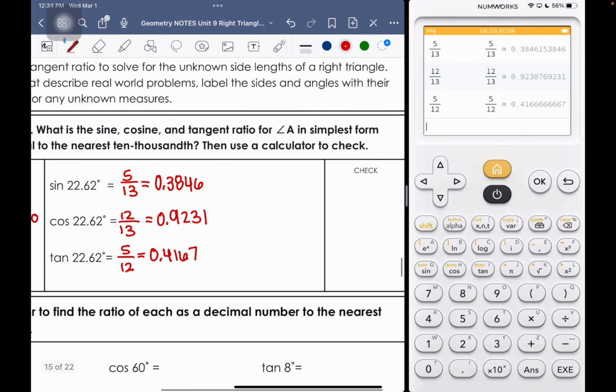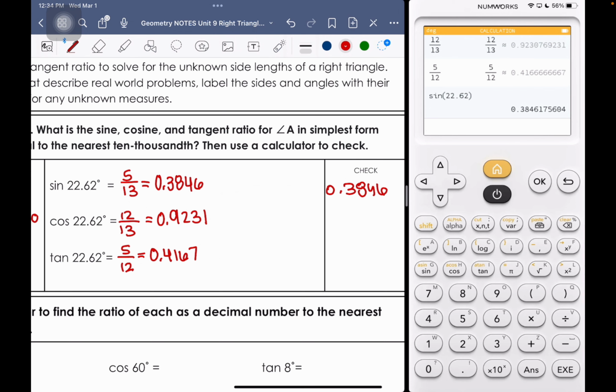Here's where you're going to use your sine. So now do sine of our angle, sine of 22.62. See how that matches what we got for our ratio? Cosine of 22.62. All of these will end up matching what we've gotten. So they all check out.